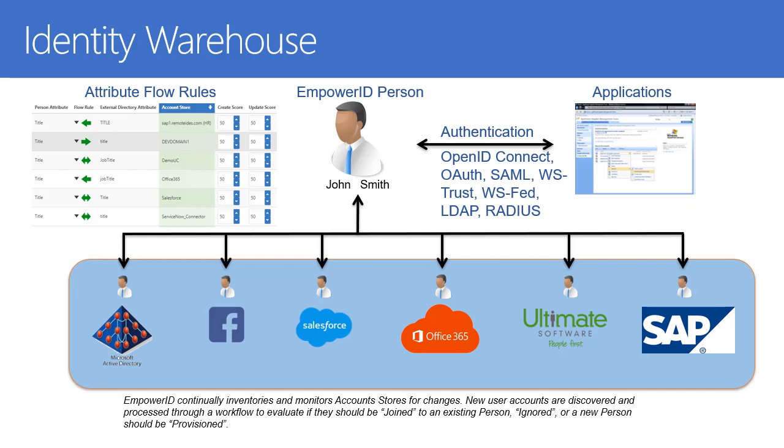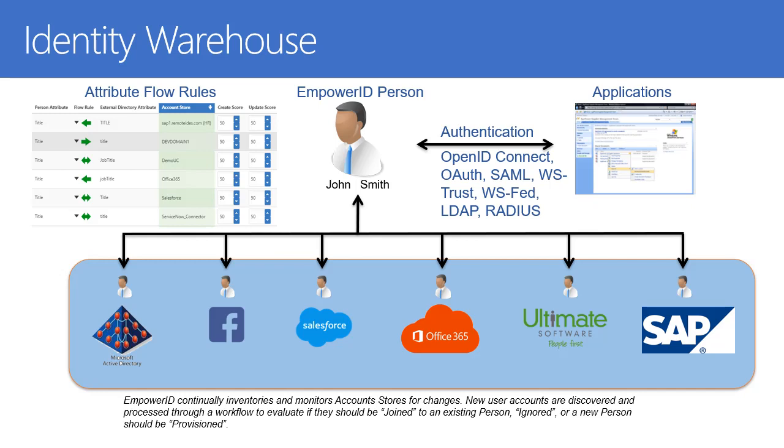EmpowerID's identity warehouse was designed specifically for the identity lifecycle, or the joiner, mover, and leaver processes. The design of the identity warehouse is that EmpowerID will inventory in all of the data from your systems that you're monitoring. So your HR systems, your AWS, your Azure, your ServiceNow, your Salesforce, your SAP, your RACF mainframe, your LDAP systems. It pulls this data into the data warehouse, and this data can be analyzed and managed.